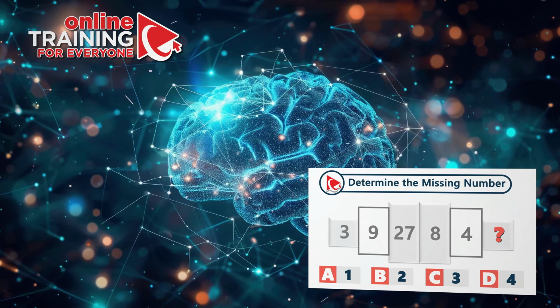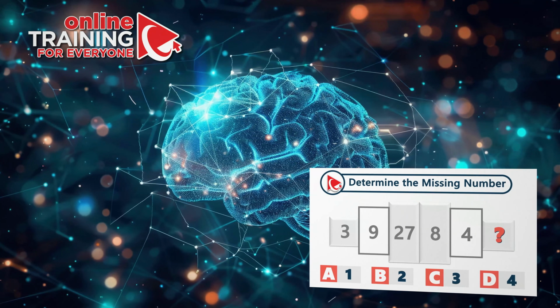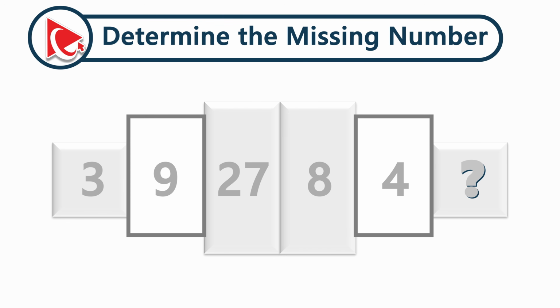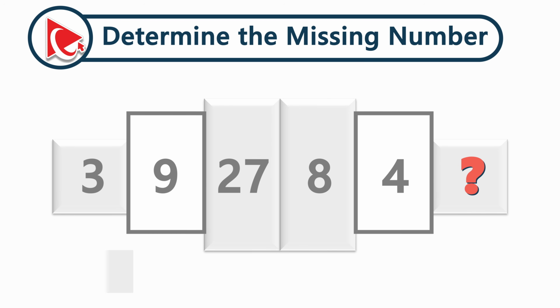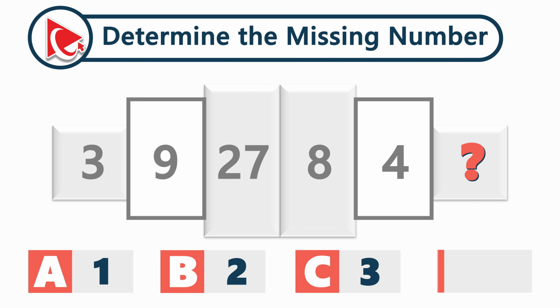Good luck with this fun challenge. Solving this problem might be tricky now, but it's exactly how your brain learns to think faster and sharper, so make sure to keep going. You're presented with the series of shapes and numbers. The numbers are 3, 9, 27, 8, 4, and then comes the missing number, which you need to calculate and select your answer out of 4 possible choices: A1, B2, C3, or D4.